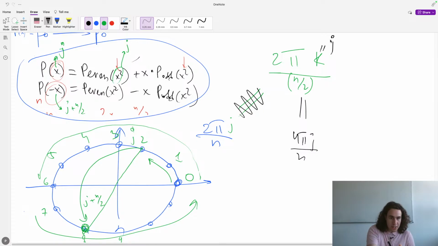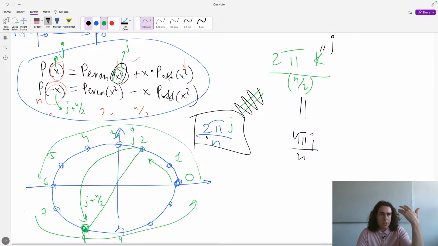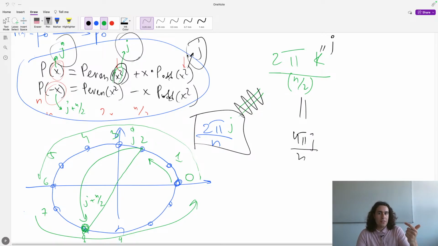And why do I need 4 pi j over n? Because I want to know the value in the x squared. So x squared has doubled the angle. Okay. So actually the indices are just the same. I take also the jth index, and I use the jth index also to compute the j plus n halved value.